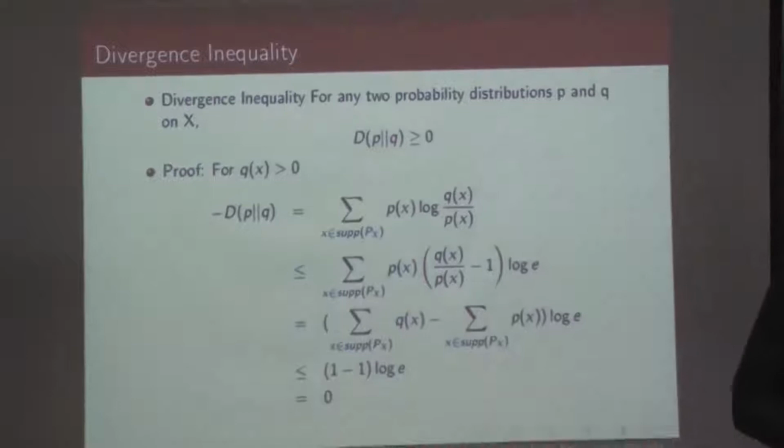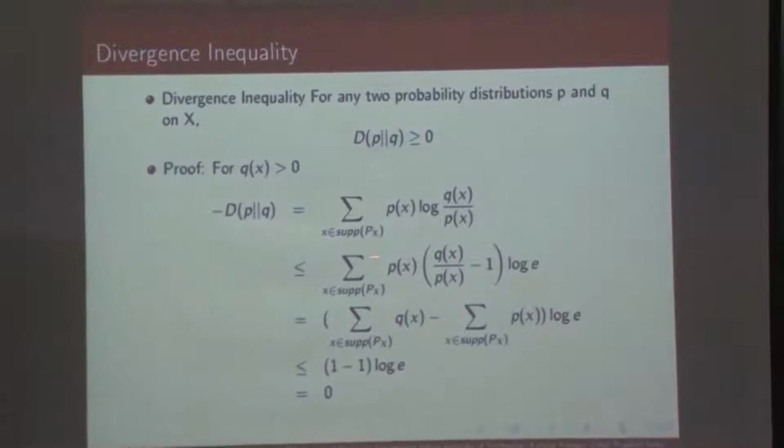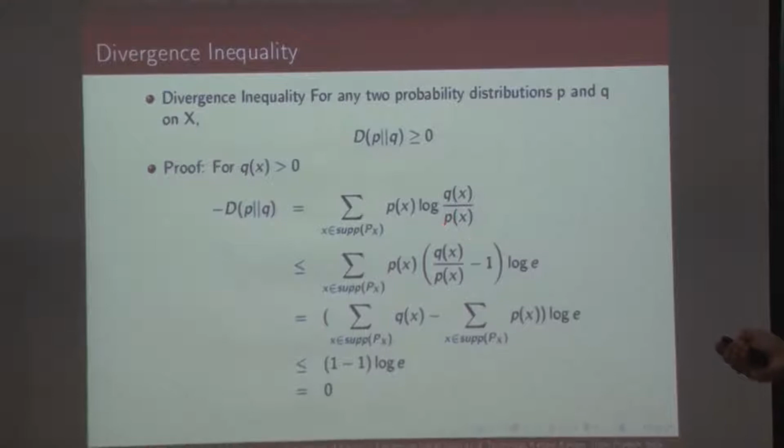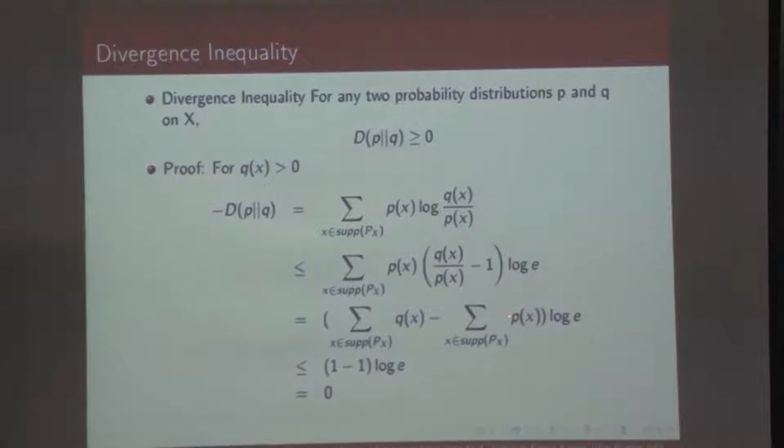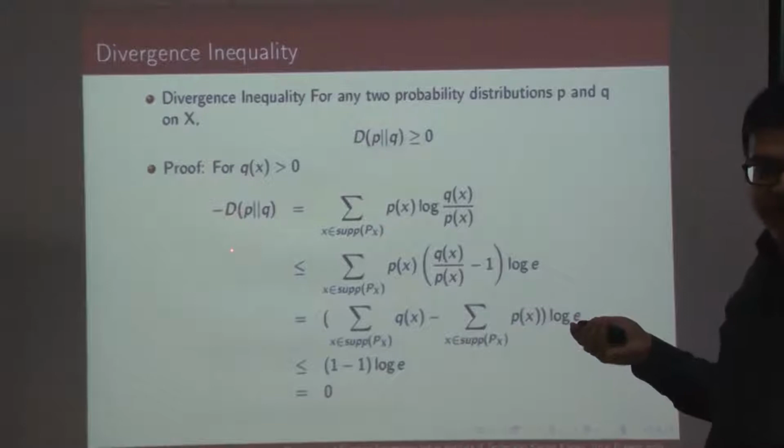Okay. So this is from the definition of divergence, correct? Now log of r is less than or equal to r minus 1. So I am making use of the IT inequality to get this result. Now this I can write as the summation of Q of X minus the summation of P of X. So that would be basically 1 minus 1, that's 0. So then I have shown that minus of divergence is less than or equal to 0. So divergence has to be greater than or equal to 0.